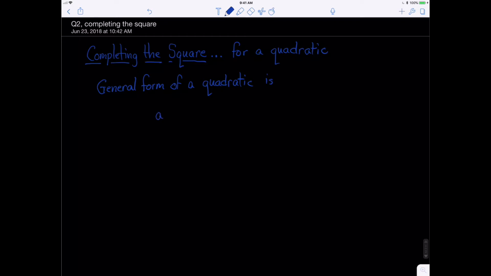is ax squared plus bx plus c. And we've been factoring those. And now we're going to look at a specific pattern that's going to allow us to solve using the square root method we learned in the last lesson.